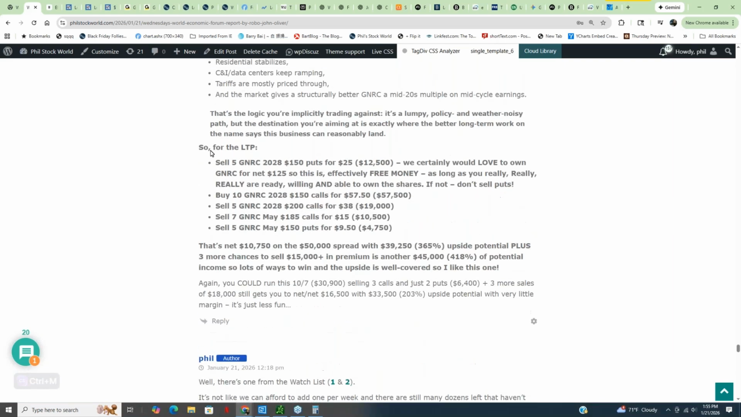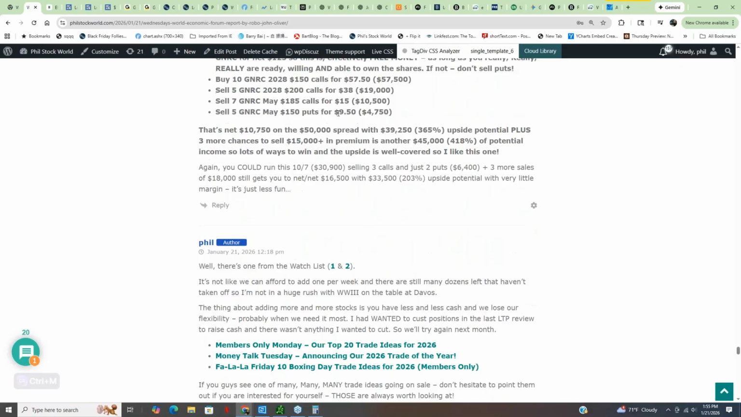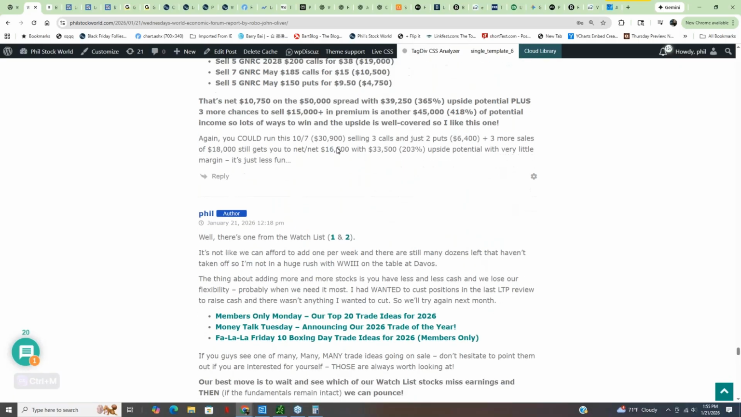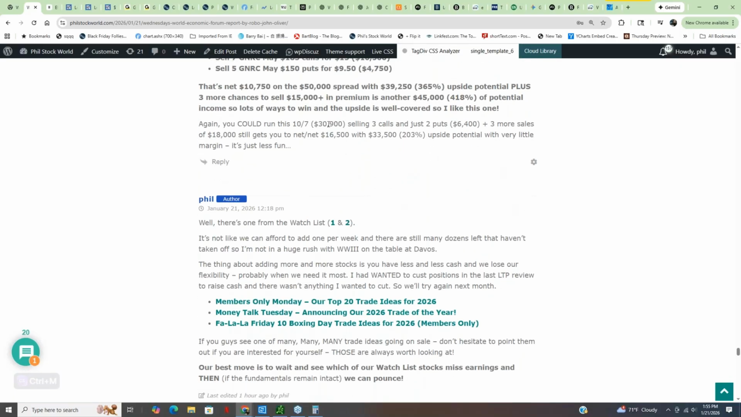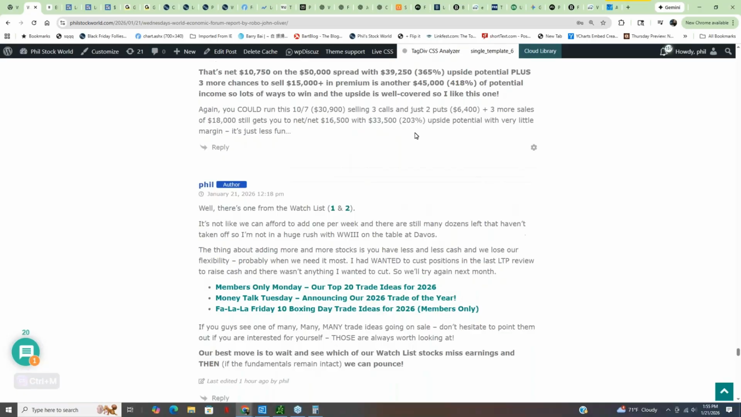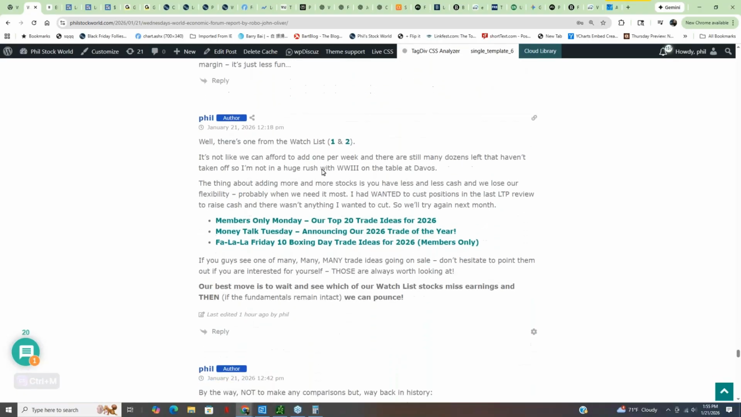Obviously, I'm giving you guys an idealized trade. This is what we like in the long-term portfolio, but I also want to make sure people understand that you can make really, really good money using very, very little margin. Just selling 2 puts, you can get to 200%, and that's very nice. That's 100% each year.